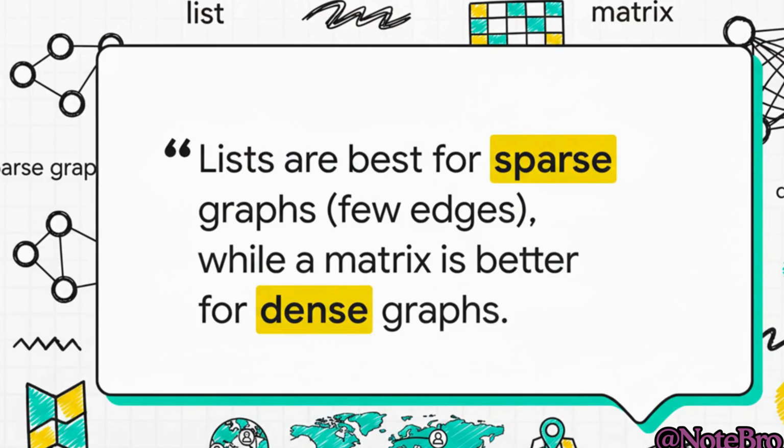And this quote right here just nails it. The best choice really depends on what the graph looks like. If your graph is sparse, meaning lots of nodes but relatively few connections, kind of like a social network, the adjacency list is the way to go. It saves a ton of space. But if your graph is dense, where almost everything is connected to everything else, then the raw speed of that adjacency matrix might be totally worth the extra memory cost.